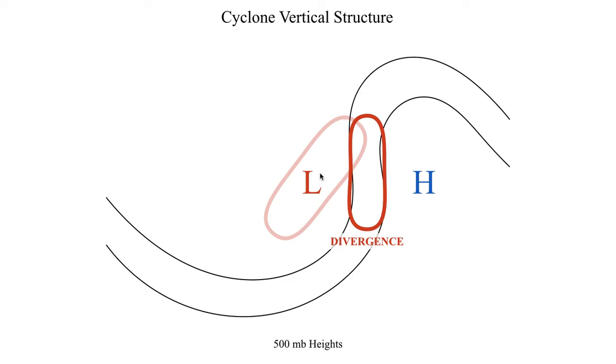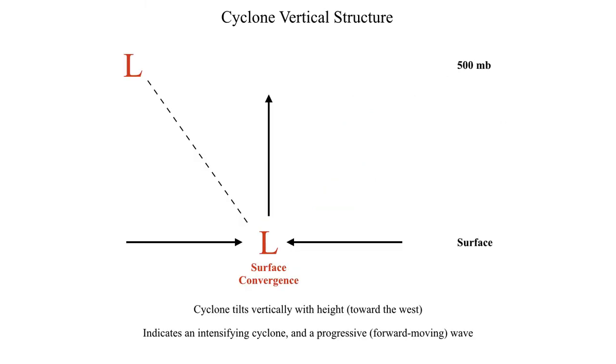Versus the case where we tilt westward with height, that indicates more of the maturing phase, or even to some extent the developing phase. You've got a cyclone that's not vertically stacked, the vertical motions are nicely synchronized, and you've got a nicely intensifying cyclone that is also moving to the east relatively rapidly. Although I guess it technically could move to the west, typically when you're looking at a cyclone, it is going to move west to east. That is the typical life cycle of a cyclone. There are some exceptions to the rule, but we're not going to worry about those during the course of this class.